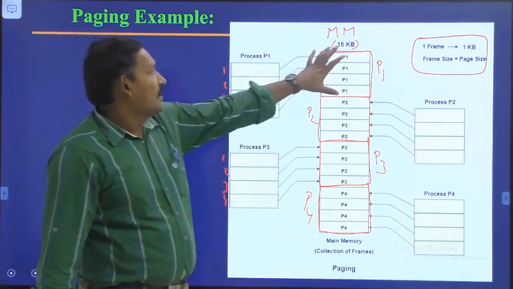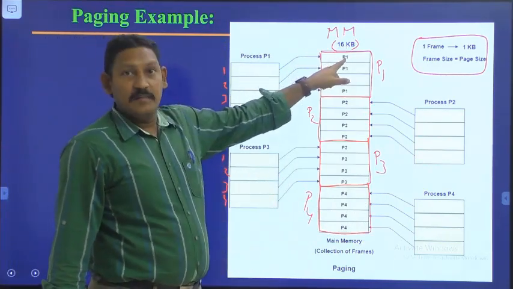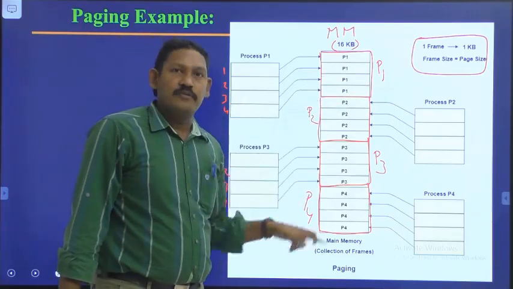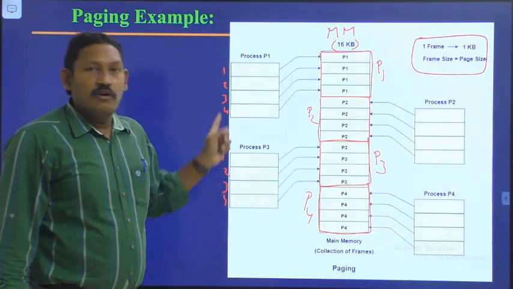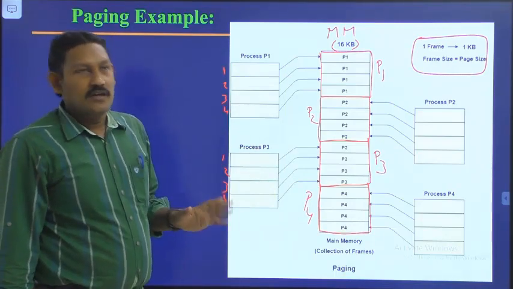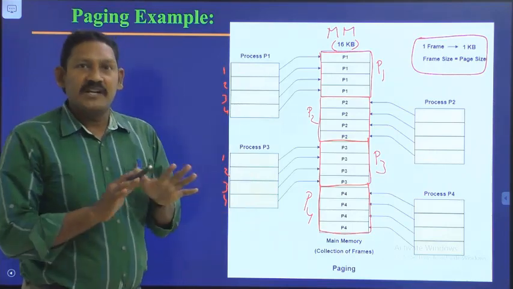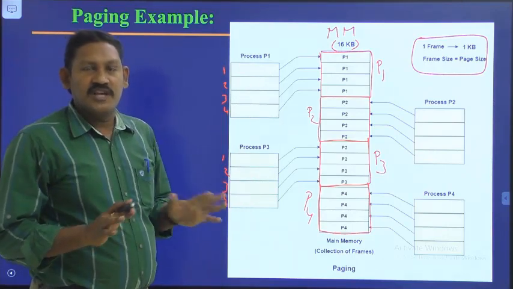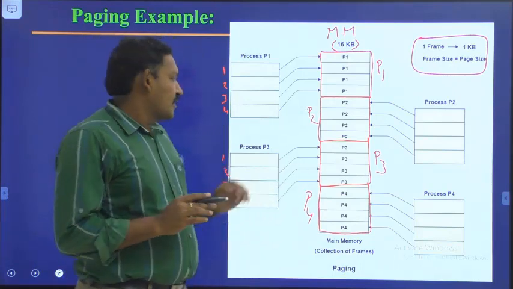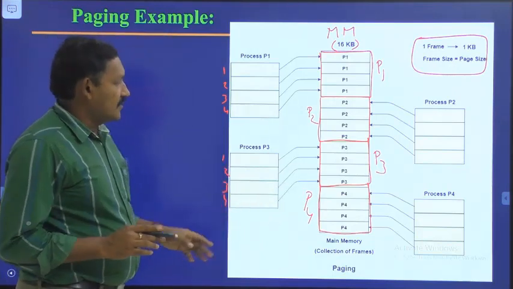See, P1 is inserted in the main memory. Next P2 is inserted. Next P3, P4. Totally, all the 4 processes were inserted inside the main memory. Okay. So now the main memory is completely filled with all the processes. There is no hole, which means there is no empty space. Okay. So now we are discussing the paging.